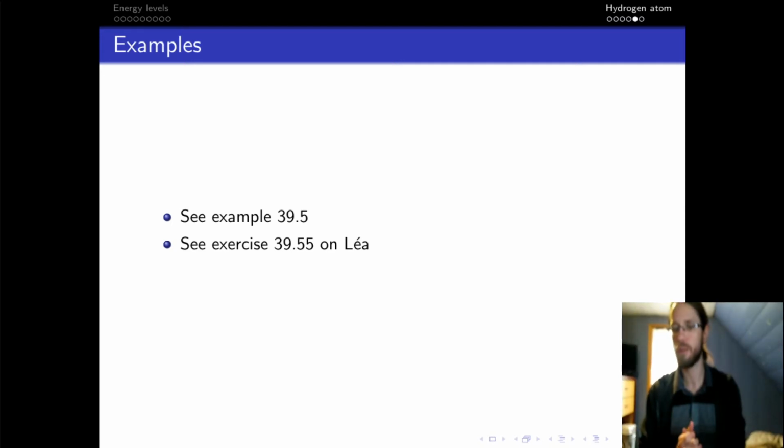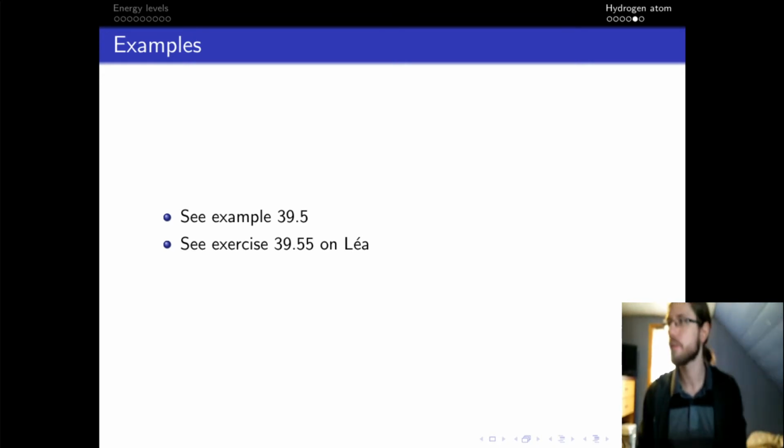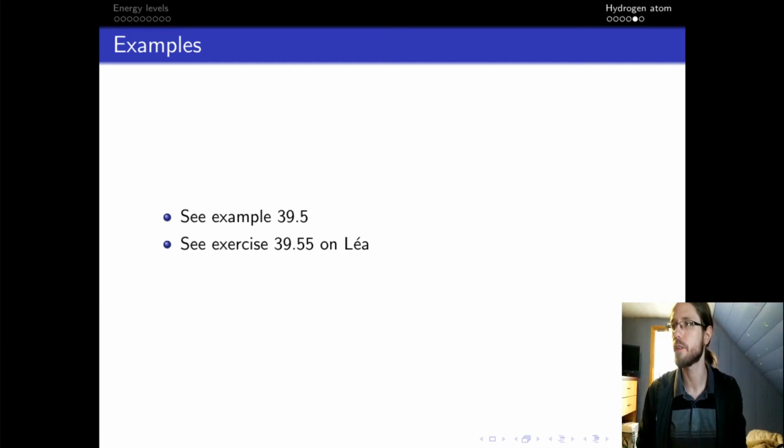Before we do an example on how to treat energy levels and the transitions between them, would you have a question to ask, a comment to make?